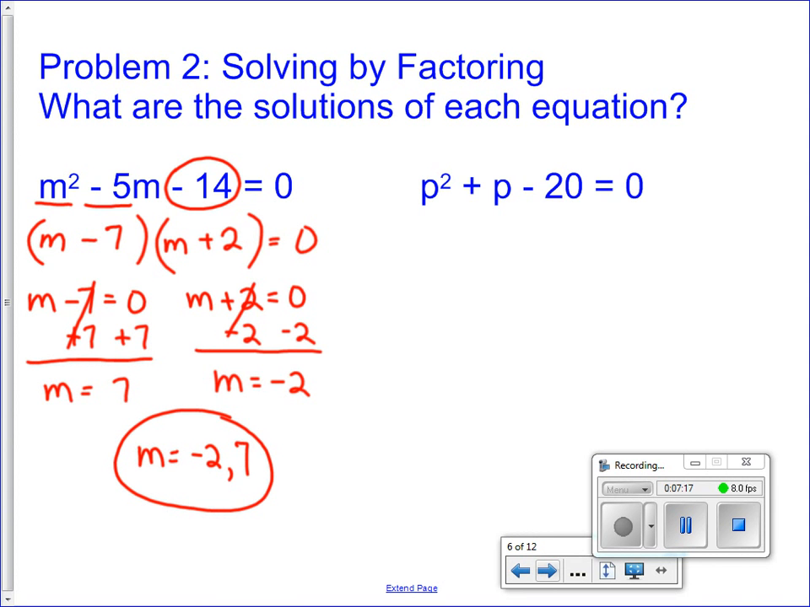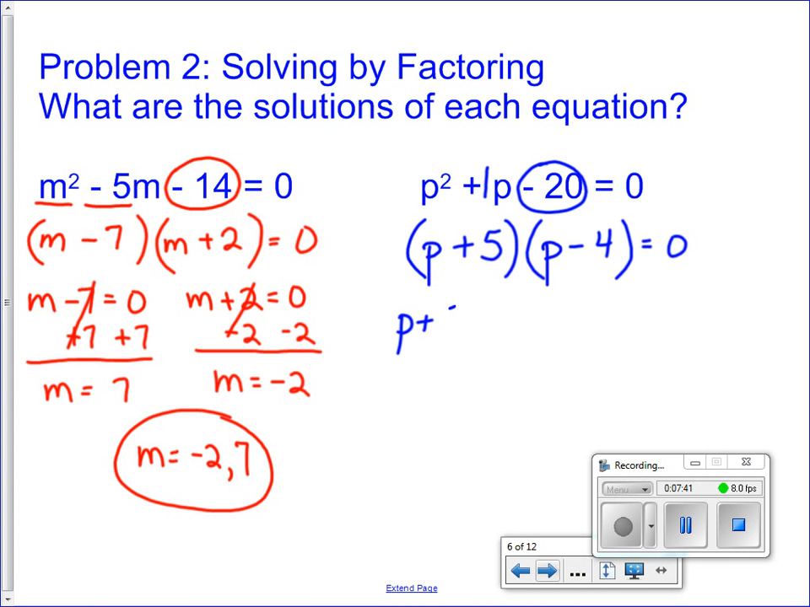All right, p squared plus p minus 20 equals 0. When we factor this, our first term is p in each set of parentheses, and we're looking for factors of negative 20 that add up to a positive 1. And that would be positive 5 and negative 4. So setting each factor equal to 0.